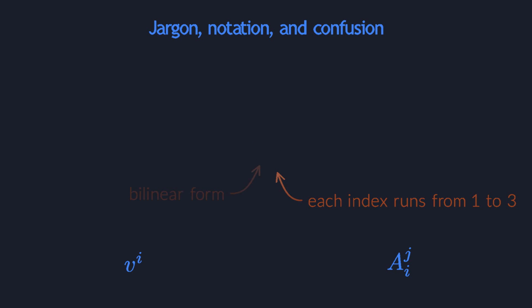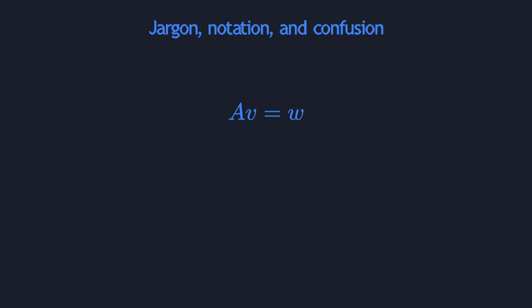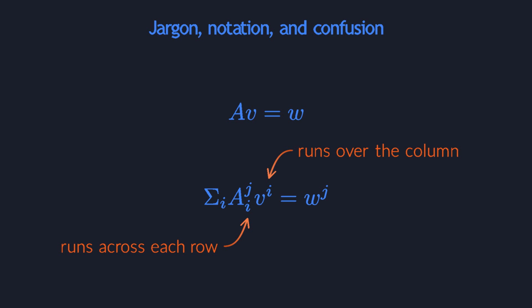Let's do a slightly more complicated example. Our notation allows us to write a matrix vector product as a sum like this. The index i runs horizontally through each row of the matrix, and at the same time it also runs across the input vector, which is a column. The row and the column have opposite variances, and that's what allows you to contract them.